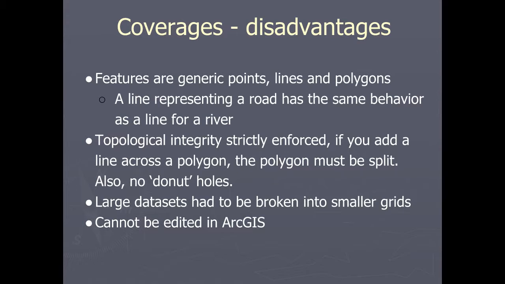And we'll see that. Also, topological integrity was strictly enforced. If you had a line that went across a polygon, the polygon would have to be split. You couldn't have overlapping polygons. Also, as I mentioned, no donut holes. With the coverage data format, large data sets had to be broken into smaller grids as well. And they dropped support for editing this data format long ago in ArcGIS. And that's fine. If you ever end up coming across a coverage file, you need to just convert it to a different format, a more current format like a shapefile or a geodatabase feature class.